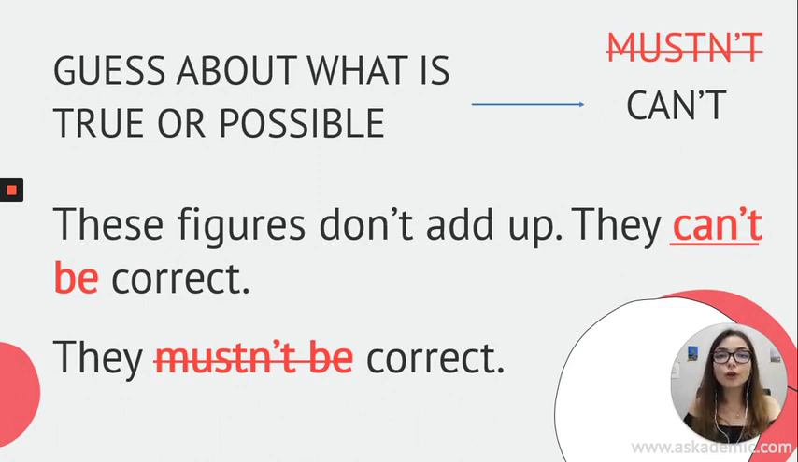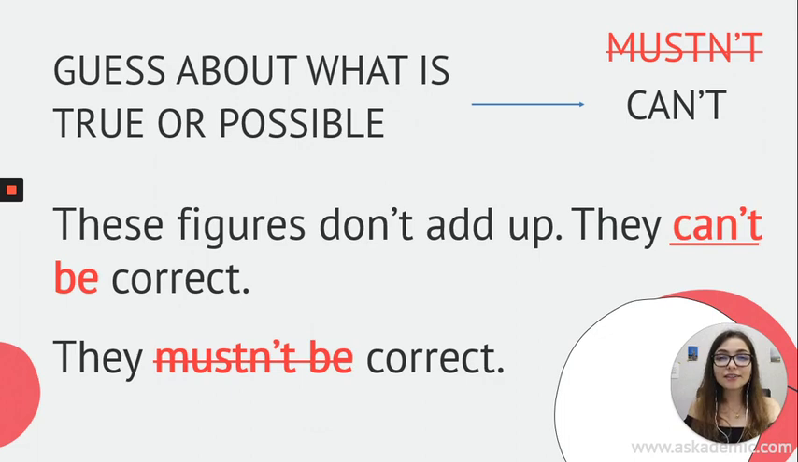You know, we use must and can't for strong beliefs, right? But here, if it's negative, we cannot use mustn't. So we cannot use mustn't here. Actually, we never use mustn't, okay? They mustn't be correct is incorrect.